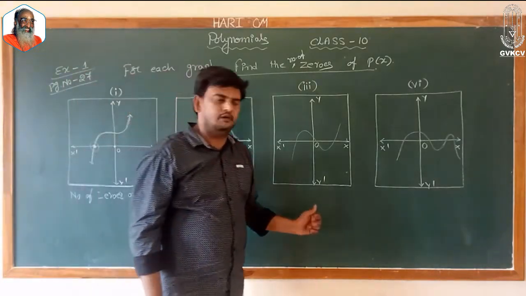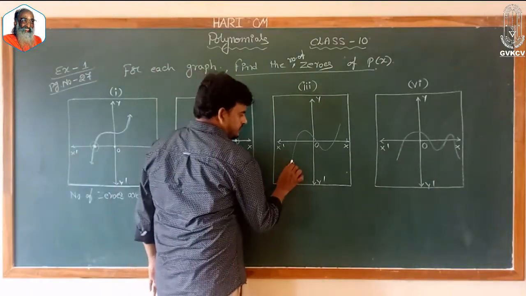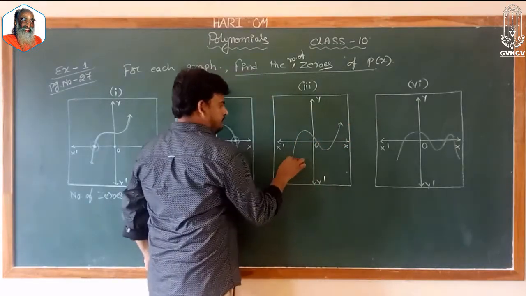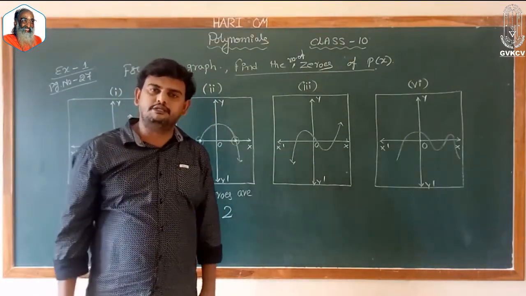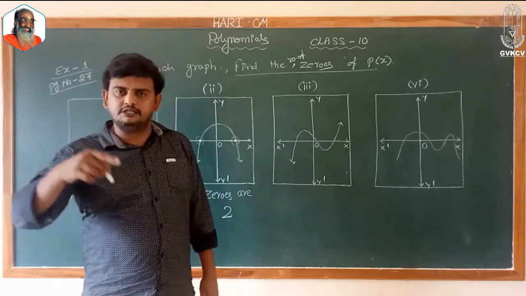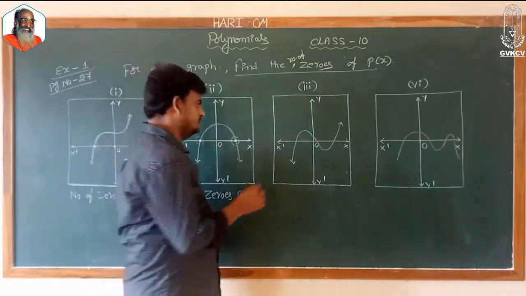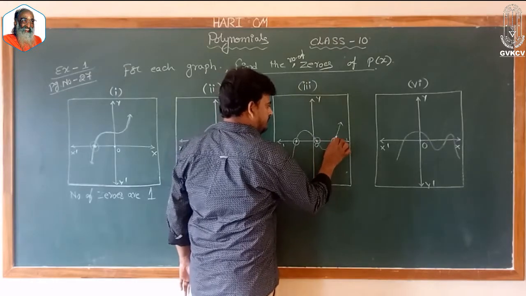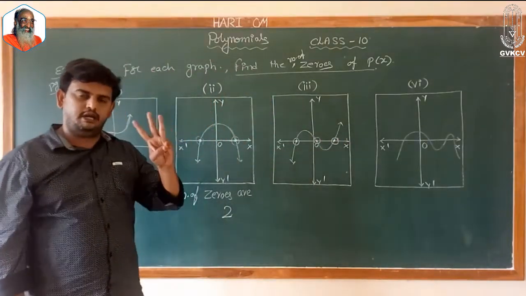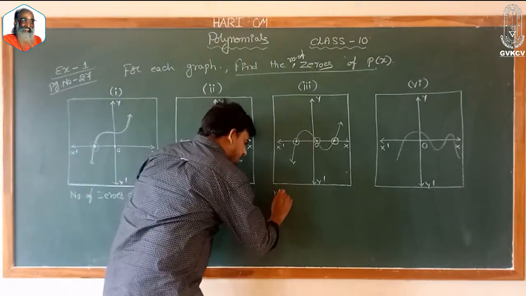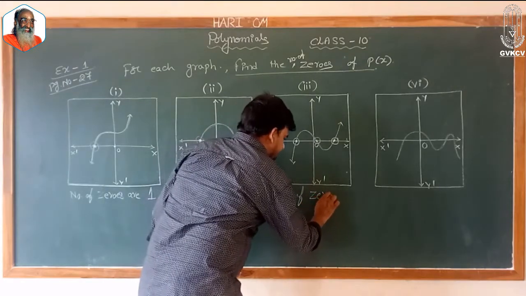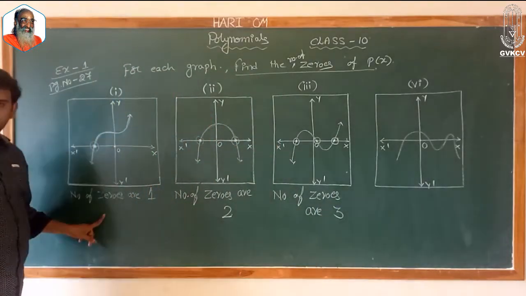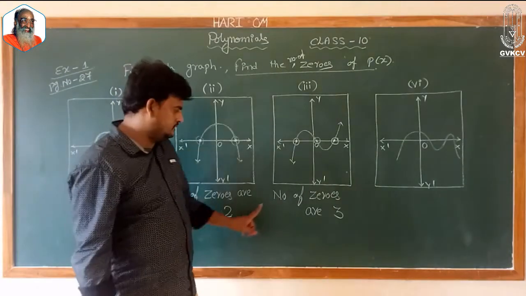Now coming to the third graph. This is the graph of a polynomial. At how many places does the graph touch or cut the x-axis? Here one point, here one point, and here one point. Total, at 3 points. So the number of zeros is 3. Here I have only 1 zero, here I have 2 zeros, and here I have 3 zeros.